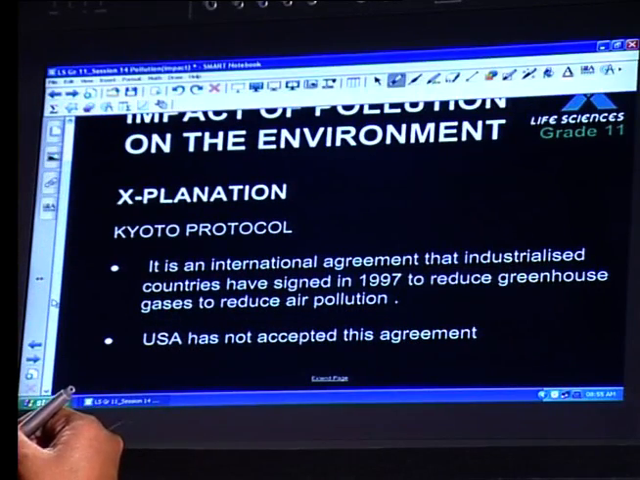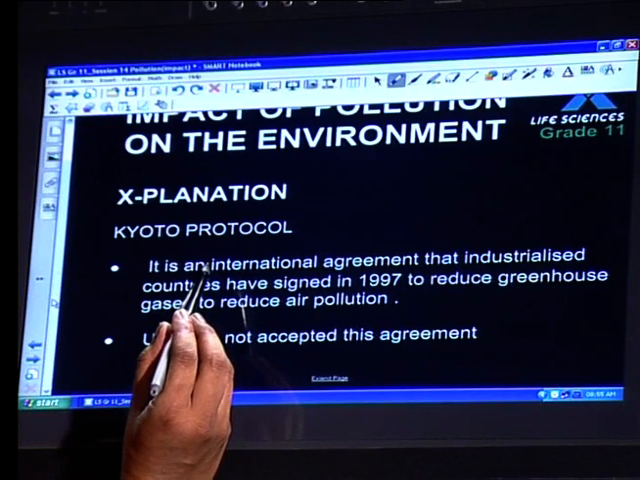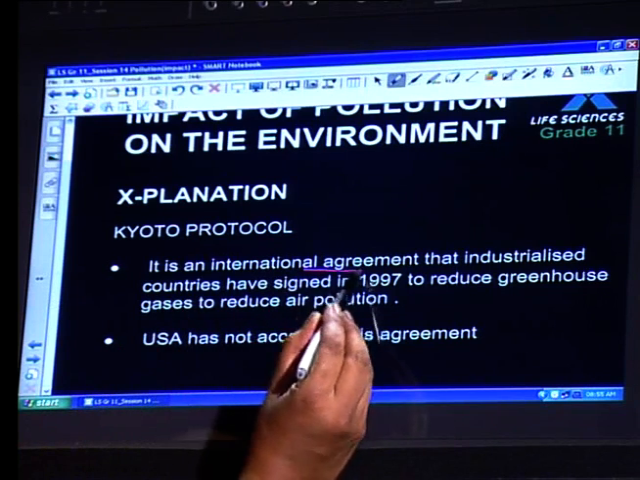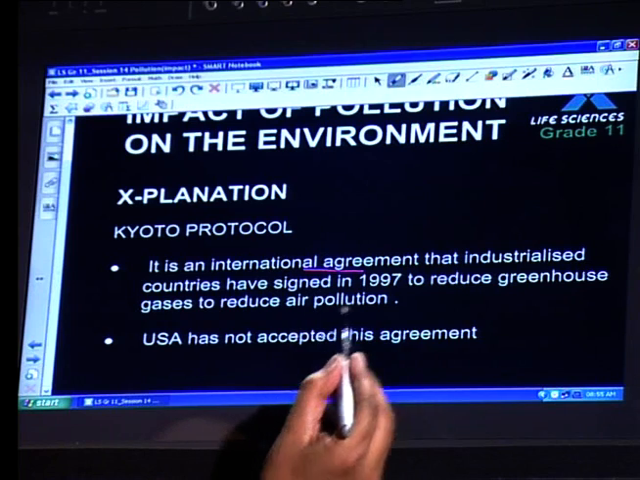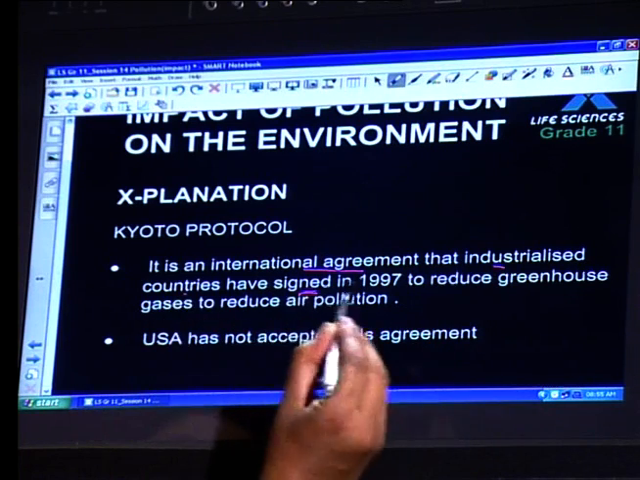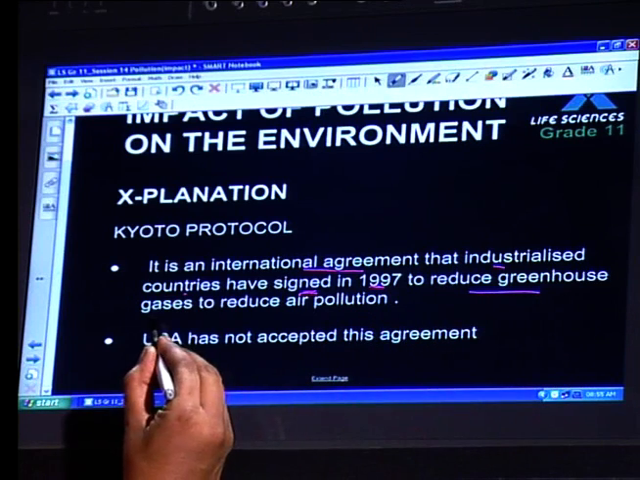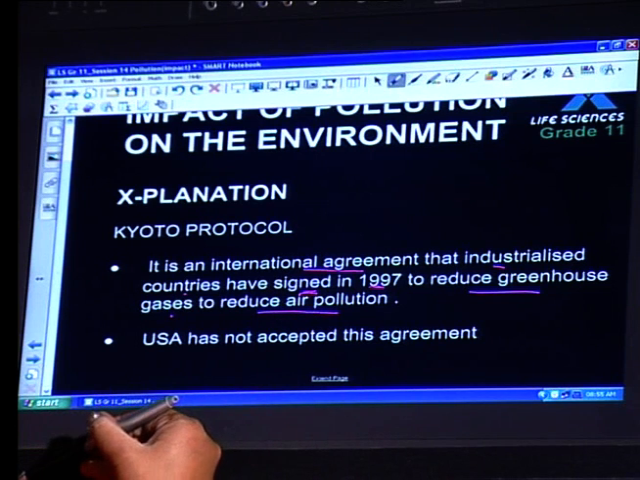One of the strategies was the Kyoto Protocol, which was an agreement signed in a country in Japan, whereby a lot of countries came together and they participated in this agreement to reduce the number of carbon dioxide emissions or gas emissions that contribute to global warming and the greenhouse effect, as discussed in the previous session. Again, just to remind you what the Kyoto Protocol is, it is an international agreement because it's a lot of countries that came together, that industrialized countries have signed in 1997 to reduce the greenhouse gases, to reduce air pollution. We will look at some of the greenhouse gases later when we discuss air pollution.